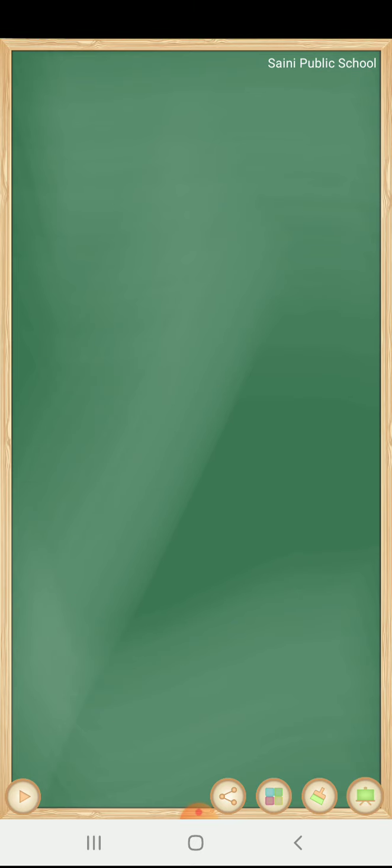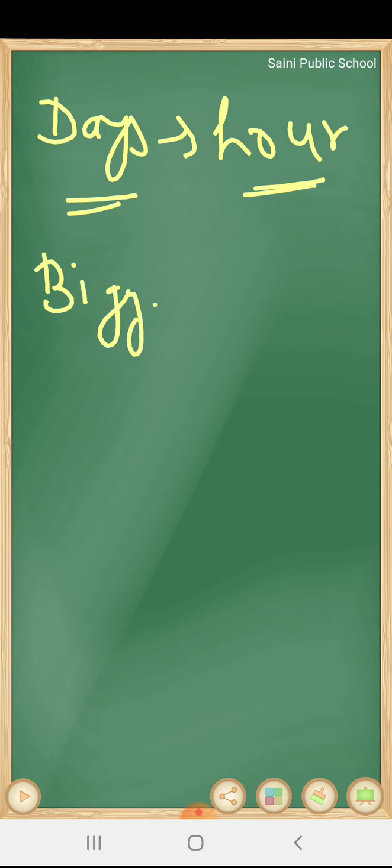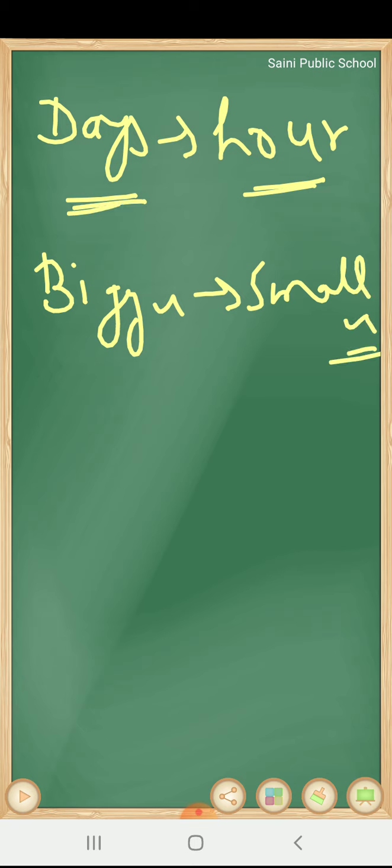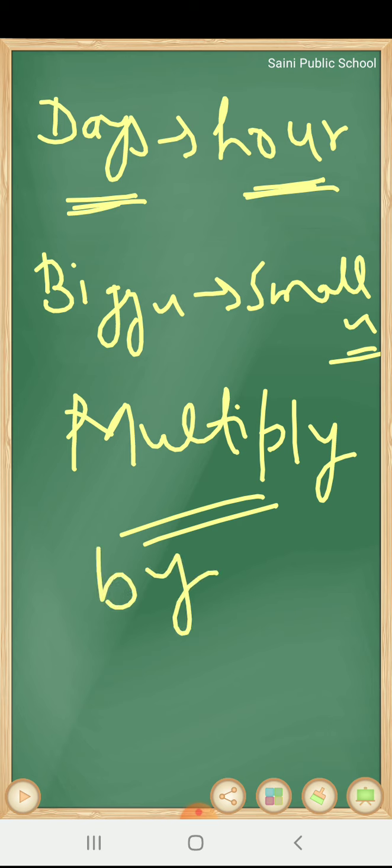So first of all, we will discuss how we can convert days into hours, meaning how we can convert a bigger unit of time into a smaller unit. For converting days into hours, we use multiplication. We multiply the number by 24. Why by 24? Because in a day there are 24 hours.